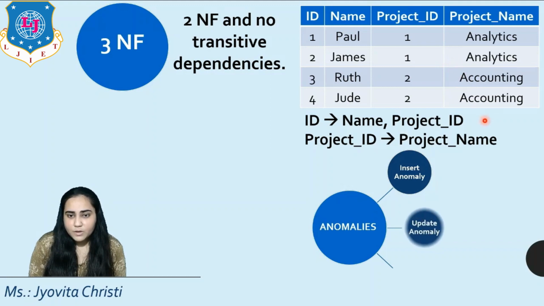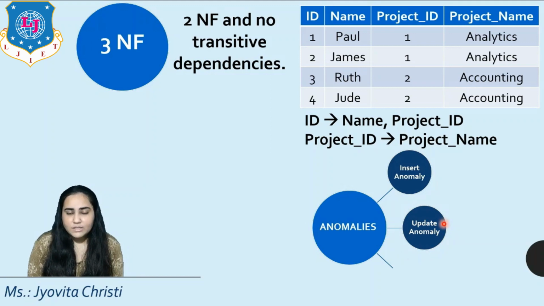The next problem caused is the update anomaly. So if you want to update the name of any project, for example, you want to update from analytics to data analytics, in this case, you would have to perform the update twice. But if you had a bigger table where you had like 15 people working on analytics, then you'd have to make the change 15 times. And that's once again not advisable. It's a very costly operation when you have to update so many times.